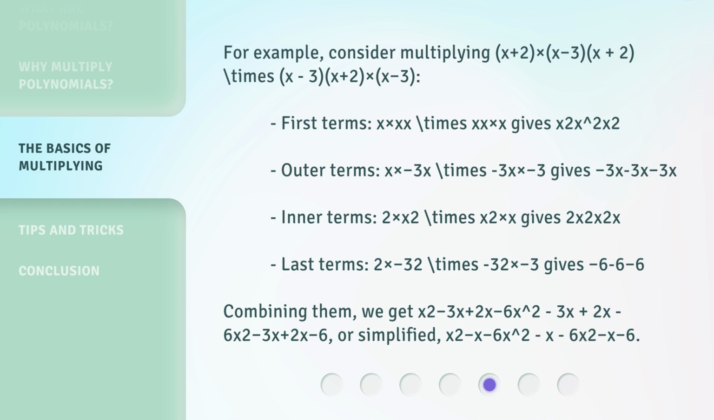Inner terms, 2 times x gives 2x. Last terms, 2 times minus 3 gives minus 6. Combining them, we get x squared minus 3x plus 2x minus 6, or simplified, x squared minus x minus 6.